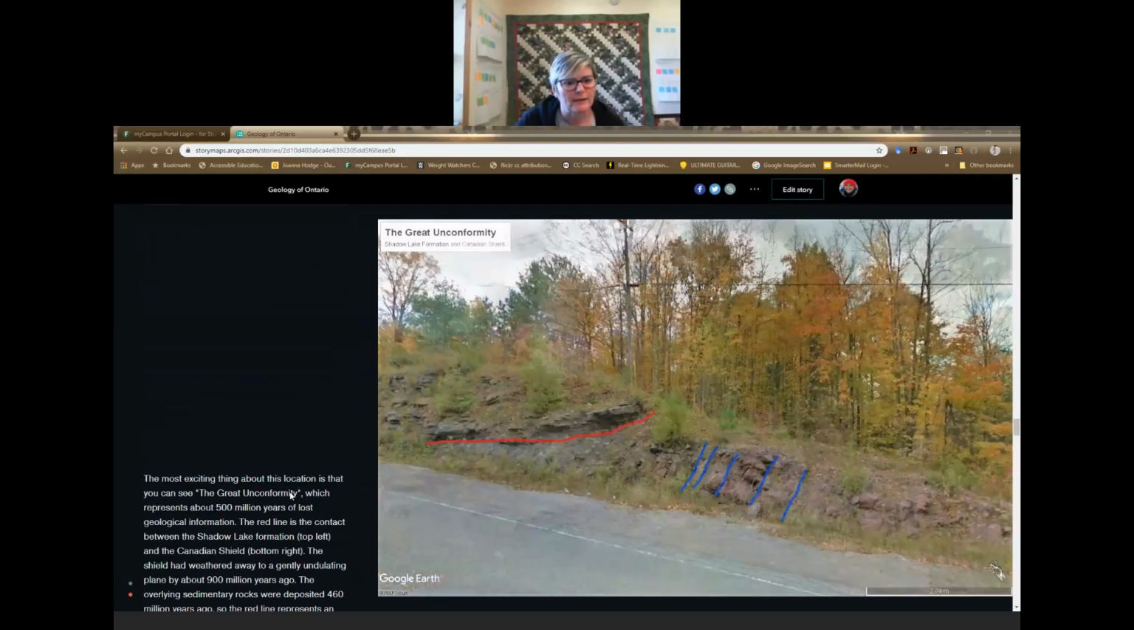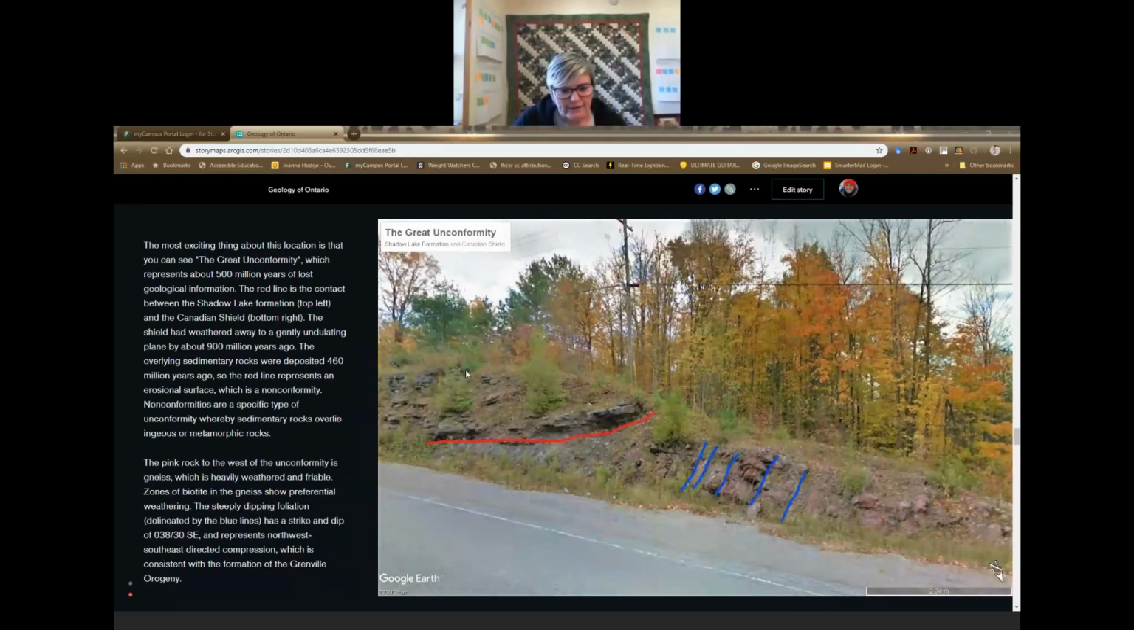Now, if we take a look at this next image here, you can see that we've got the Shadow Lake Formation with the arkose and the limestone, but we have a contact here, which I have drawn in red, between the sedimentary rocks and the underlying Canadian Shield. Now, what that unconformity represents is about 500 million years of lost geological information.